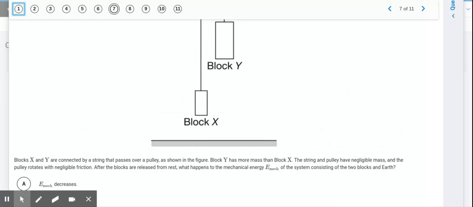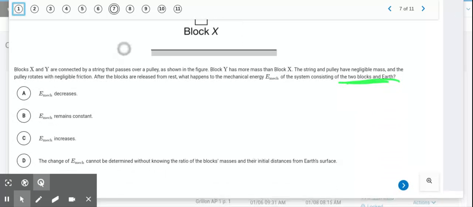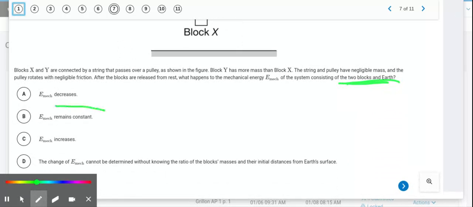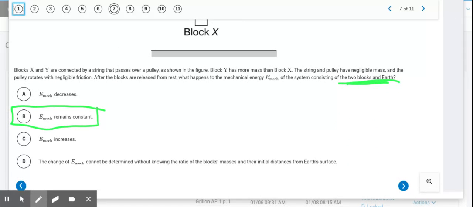So again, energy is conserved because the system is the two blocks and the Earth. What happens to the mechanical energy of the system? I just said that it was conserved, so let's take a look. Is that there? E mechanical remains constant. That's because Earth is included in the system and we have negligible friction. Okay, so there you go.